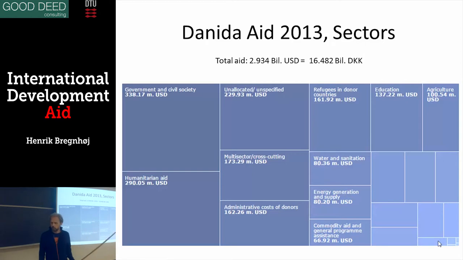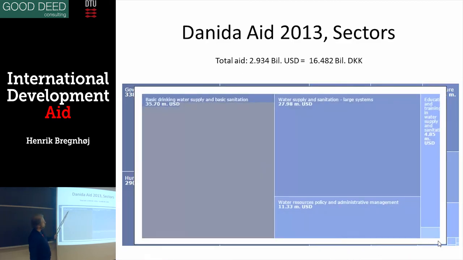And that was here where I come to the good news of today. When you look more into this, this is taken from a page on Danida, and if you click on water supply and sanitation, this is where the good news comes. Of the $80 million given for water supply and sanitation, $35 million is given for basic drinking water supply and basic sanitation, whereas less, $27 million, is given for large water supply systems, and $11 million is given for water resources policy and administrative management, and $5 million for education.